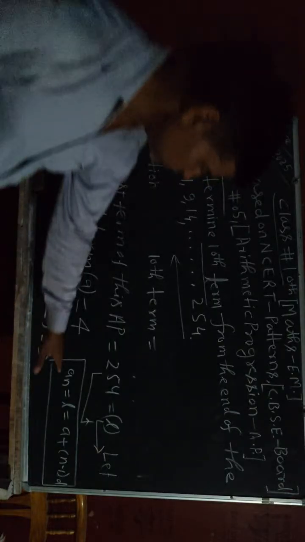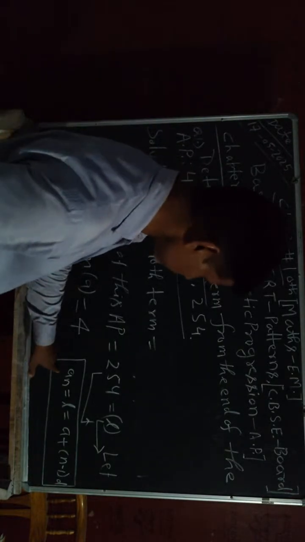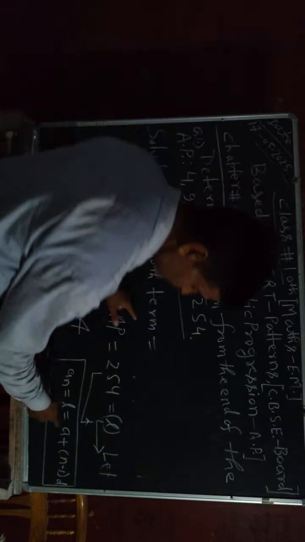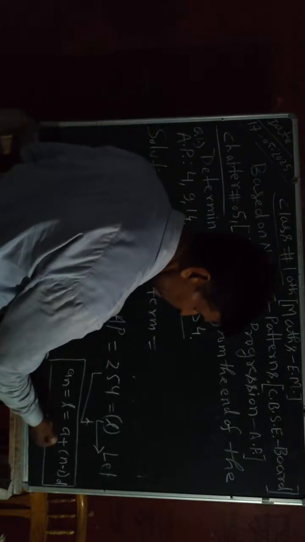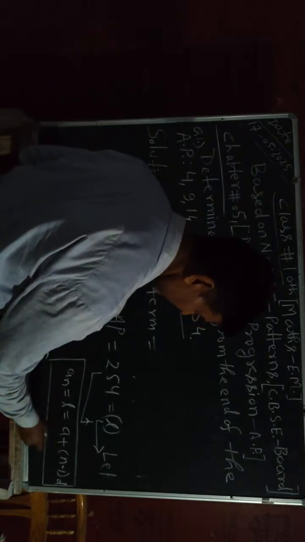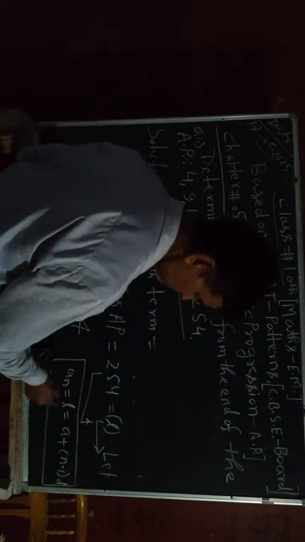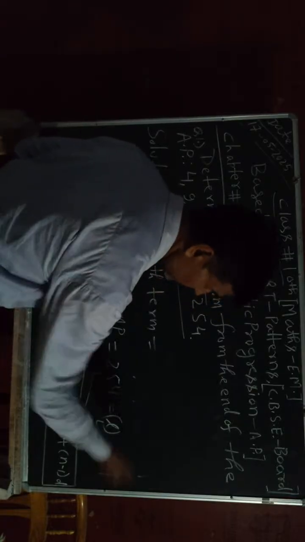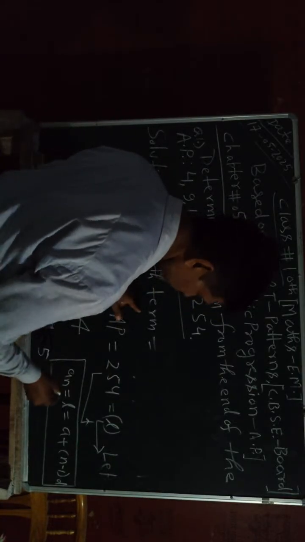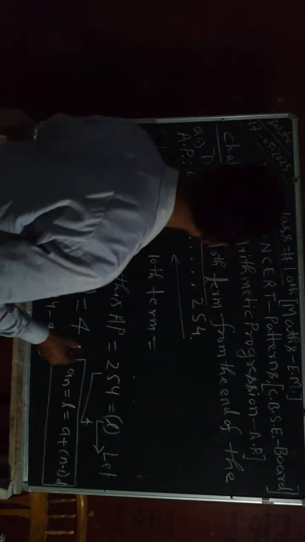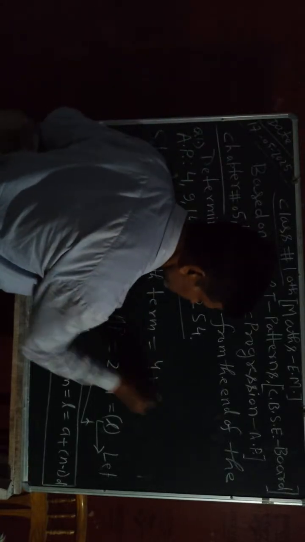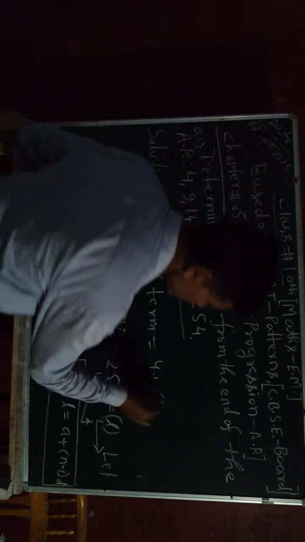So I will use this formula. After using this formula I will put its value. After putting its value I will simplify. After simplifying I will get a value, and that value will be the 10th term from the last of the AP series. Okay, students, so here I am going to put the value of a, already written here, 4. So I will put here 4 plus the value of n, I have to put 10.